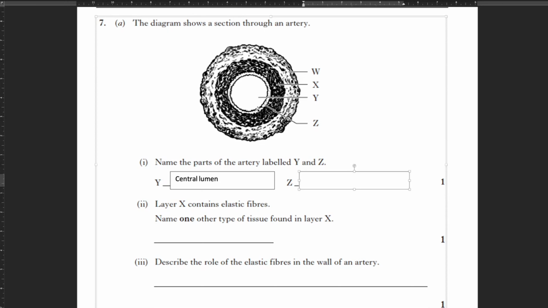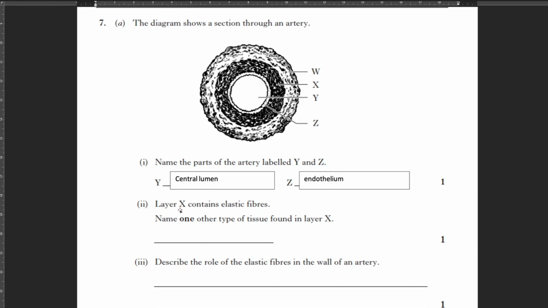Z is the next layer out from the central lumen. And hopefully by now we know that the central lumen is surrounded by the endothelium, okay? We don't know that. Have a look over that until you can memorize it. Layer X there is our smooth muscle, which also contains elastic fibers. And layer W on the very outside is our connective tissue, which also contains elastic fibers. Let's look at the next question.